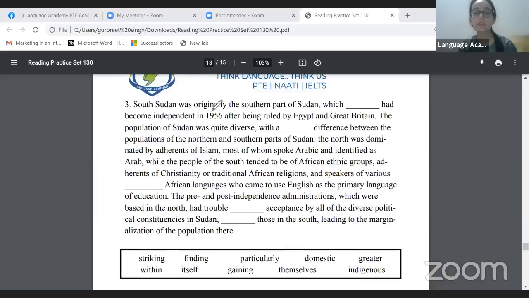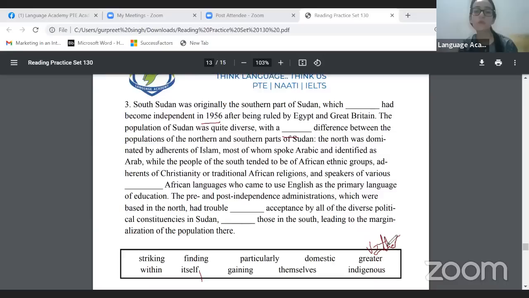This sentence says South Sudan was originally the southern part of Sudan, which dash had become independent in 1956. And all of you are right in selecting which itself had become independent in 1956 after being ruled by Egypt and Great Britain. The population of Sudan was quite diverse, with a difference between the populations of the northern and southern parts of Sudan. And you have said with a greater difference. Greater is second form of verb, V2. And V2 comes when you are making a comparison between two types of differences, and you're saying this difference is greater than the other difference. So you need than written after it when you put V2.